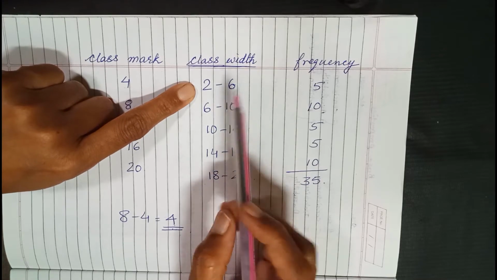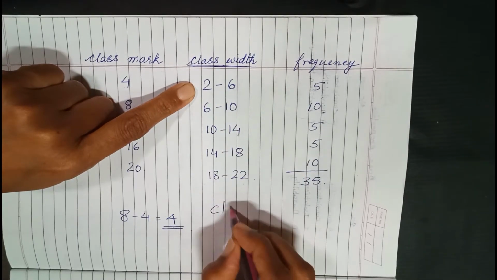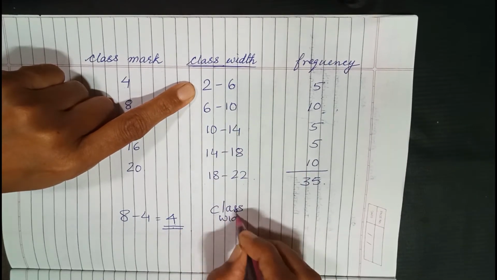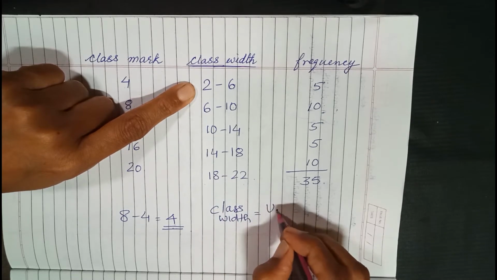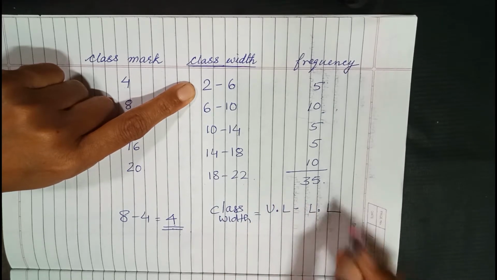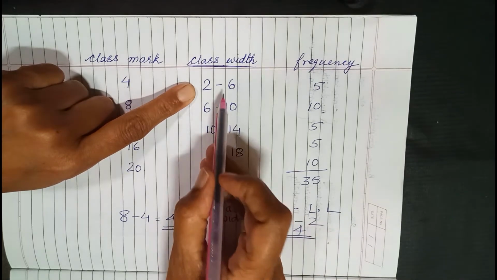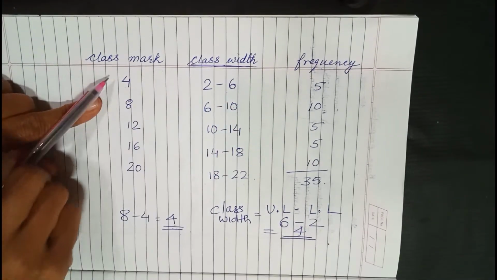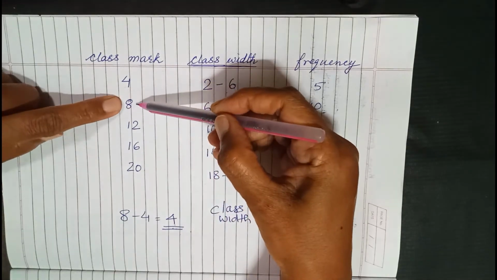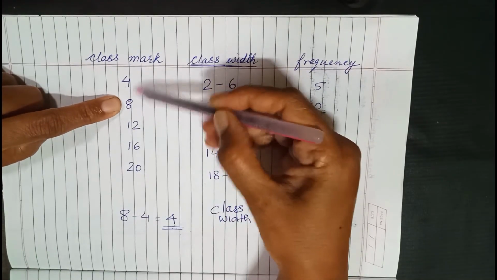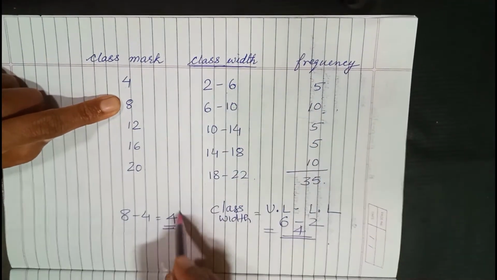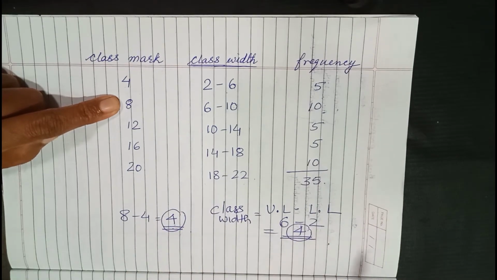So this is called the class width. How do you find the class width? Class width is upper limit minus the lower limit. That is 6 minus 2 is 4. So you can get it this way also, or if class marks are given, you can just subtract the lower and the upper class marks to get the class width. You can see we will get the same class width, which is 4.